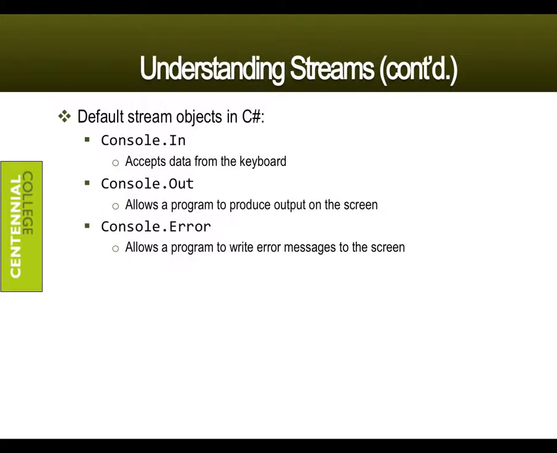Okay, so here are some examples from the console. If we do a Console.In, which is a little bit weird, I can accept data from the keyboard. Console.Out allows the program to produce output on the screen, because our output is the screen, our input is the keyboard in this particular case, right? And of course we can throw an error as well. We can write error messages to the screen with a Console.Error.